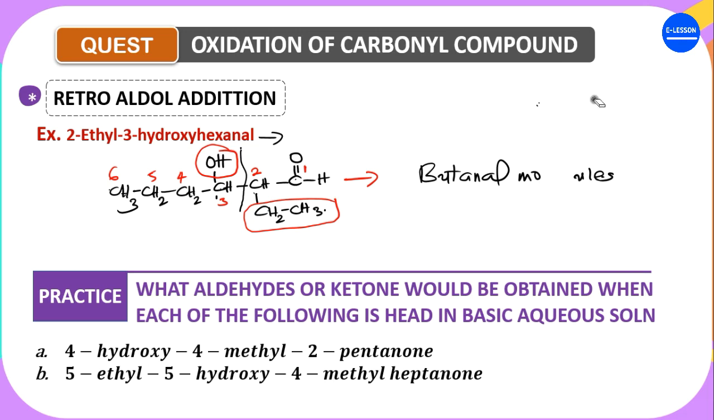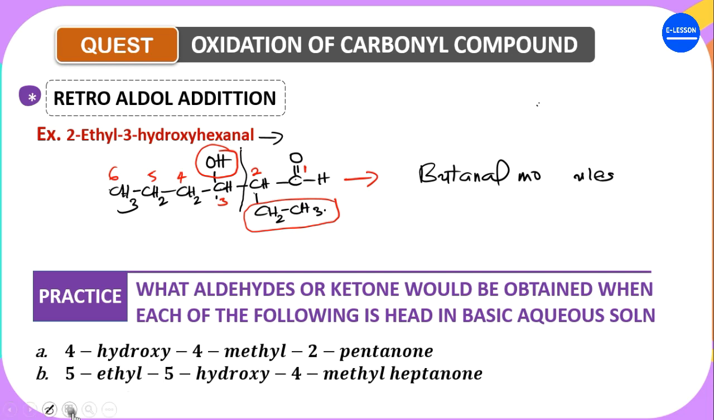these molecules very well. 4-hydroxy, 4-methyl, 2-pentanone. This is pentanone. It means that what actually reacted is a ketone. And 5-ethyl, 5-hydroxy, 4-methyl, heptanone. Are you getting it? Look at these two structures and then tell me the reactions, or what the two reactants were that reacted to form that product.